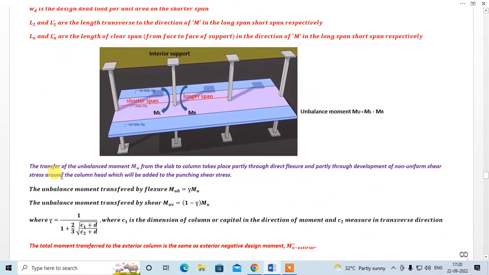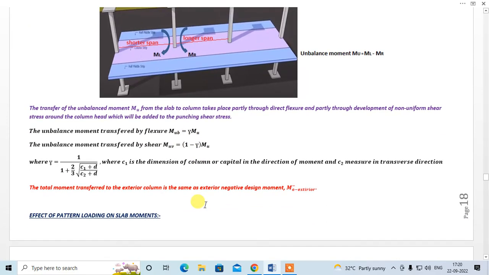Okay, so this is how we transfer the moment to the columns. How is the unbalanced moment transferred to the column? That is what we have studied. Part is transferred through flexure and part is transferred through shear. Okay, so that is what we have studied.